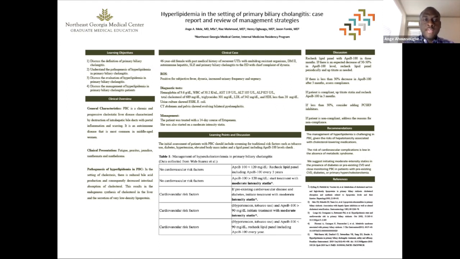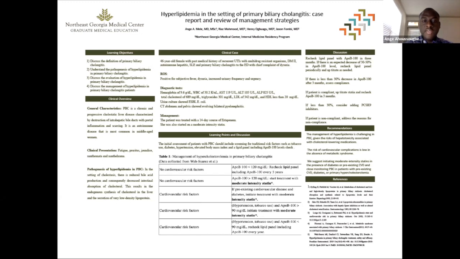Currently, we do not have any risk stratification system for patients with PBC, and this is needed. The initial evaluation of patients with PBC will start with measuring the ApoB100 level, and also assessing for the traditional risk factors such as tobacco use, diabetes, hypertension, and BMI. In patients who do not have any cardiovascular risk factor, but who have ApoB100 less than 120, it is recommended to recheck the lipid panel, including the ApoB100, every 5 years.